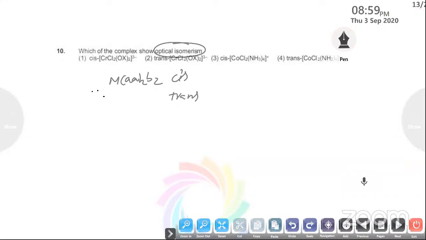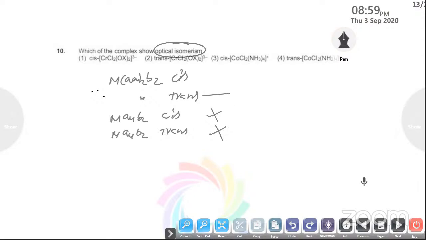In the third option, we have MA4B2, the cis isomer, and in the fourth option we have MA4B2 trans isomer. So if you go here, MA4B2, both the cis isomer and trans isomer are optically inactive because of planar symmetry. Both MA4B2 cis and trans isomers have planar symmetry, so they are optically inactive.